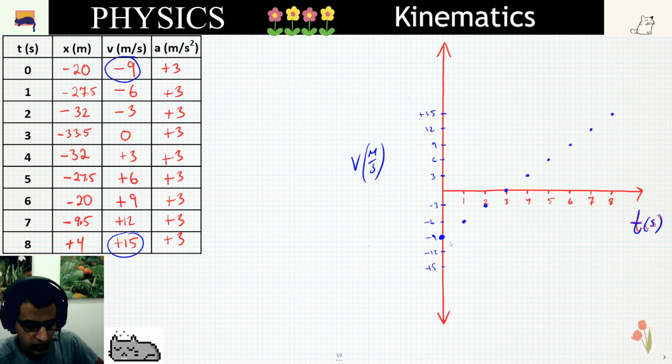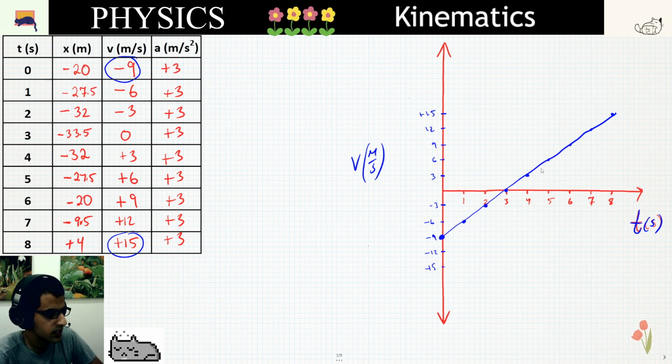Now I can draw my best fit line. We know it's going to be linear because I have a constant acceleration. You would do this with a ruler. I don't have that option right now. But this should be a straight line, and the slope of this line is equal to +3 meters per second squared, representing the acceleration.